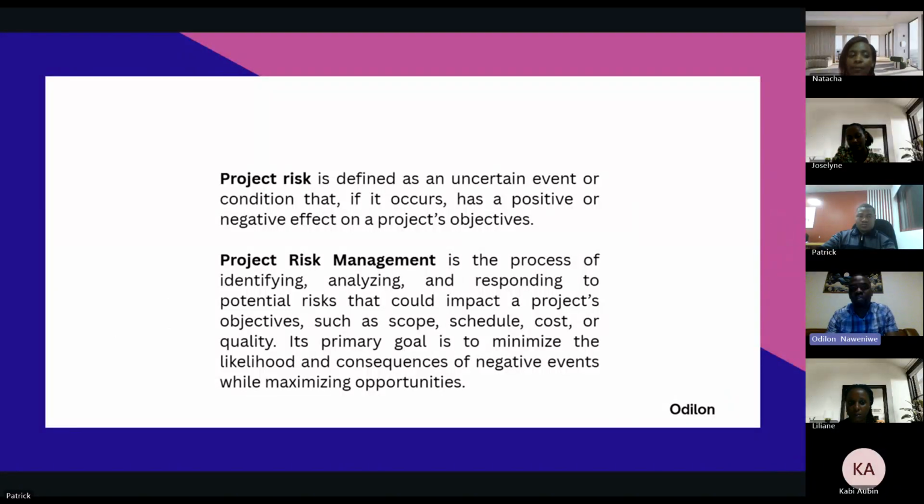Project risk is defined as an uncertain event or condition that, if it occurs, has a positive or negative effect on a project's objectives. Project risk management is the process of identifying, analyzing, and responding to potential risks that could impact project objectives such as scope, schedule, cost, or quality. Its primary goal is to minimize the likelihood and the consequences of negative events while maximizing opportunities.